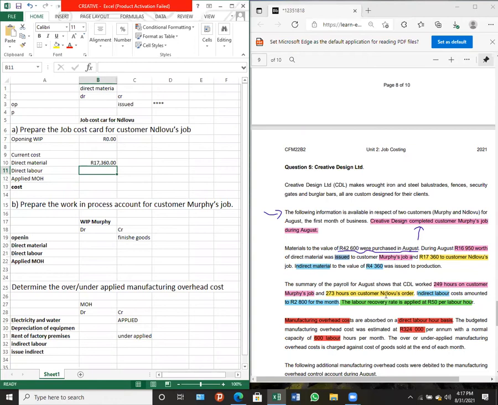Yes, sir. Yeah, try. I think for Ndlovu to get the direct labor, we're going to say 273 multiplied by the 50 per labor hour. 100%, 100%.